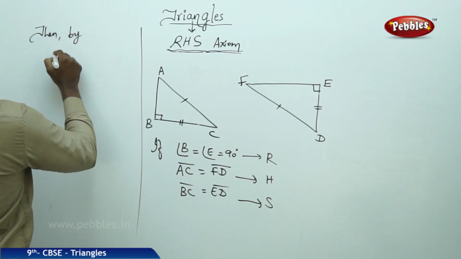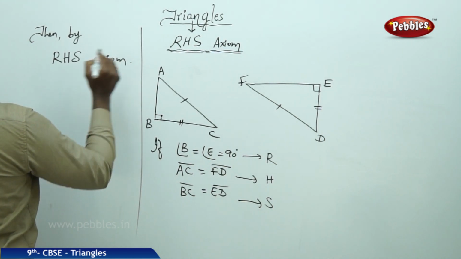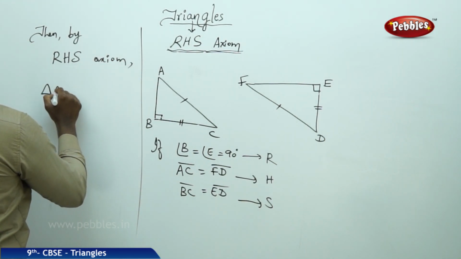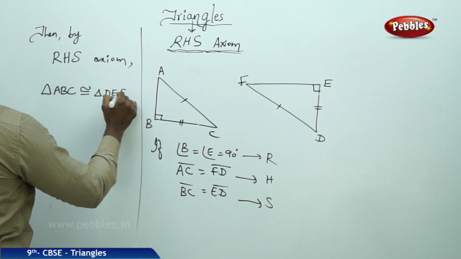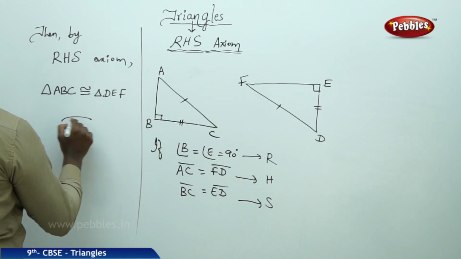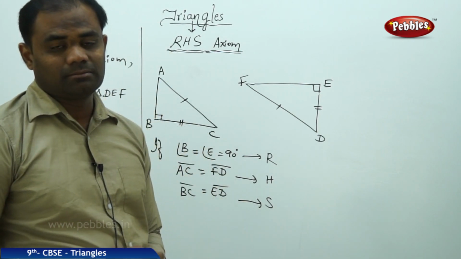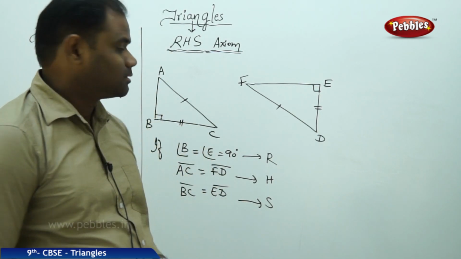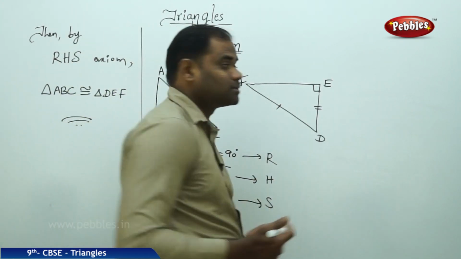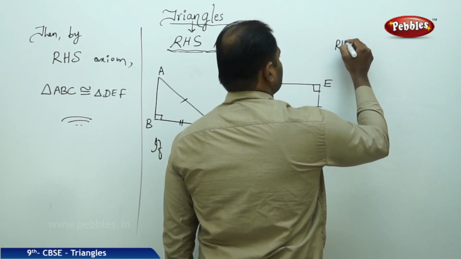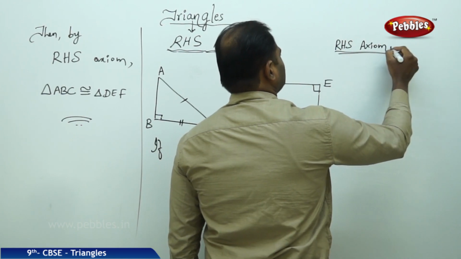Then by RHS axiom, triangle ABC is congruent to triangle DEF. This is how we understand the RHS axiom. Two triangles are congruent when they are connected with the RHS axiom. Let's see it in words. RHS axiom.